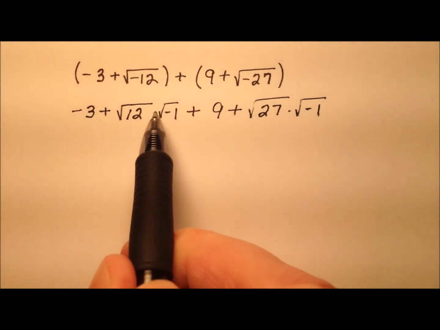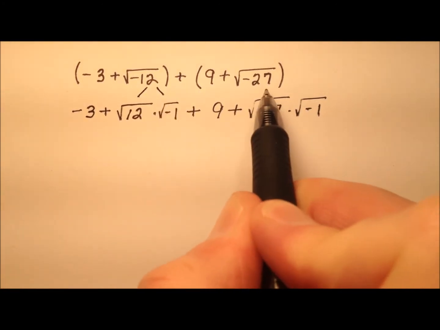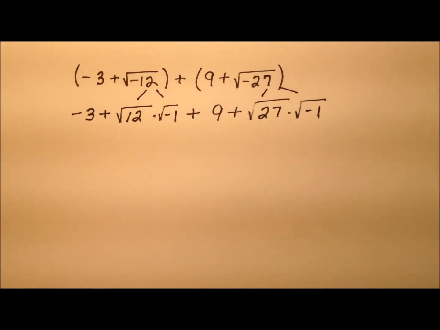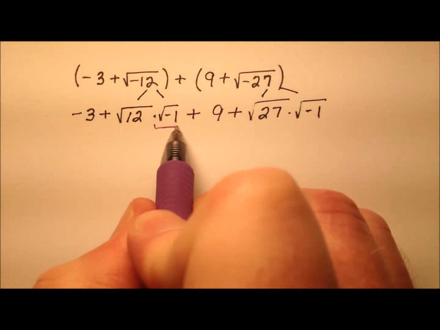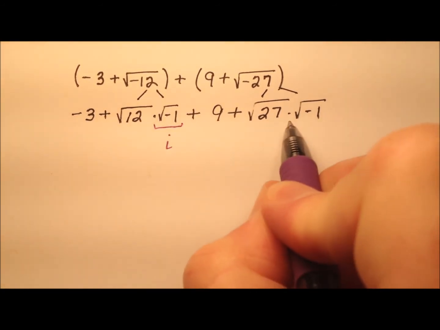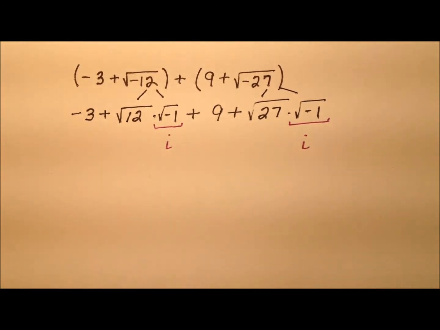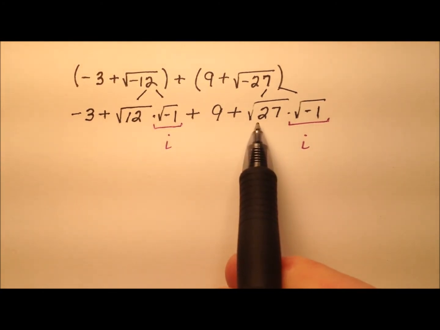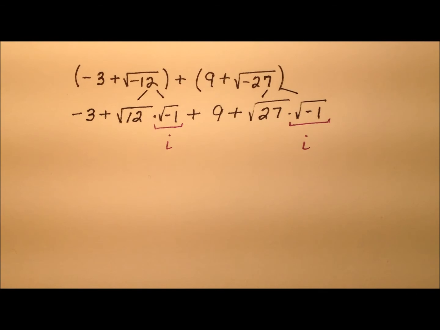And it's important to divide this up into the two separate square roots that are being multiplied together, because we need to turn this square root of a negative 1 into an i. Okay, and then we can simplify the square root of 12 and the square root of 27 just as we would any other square root.